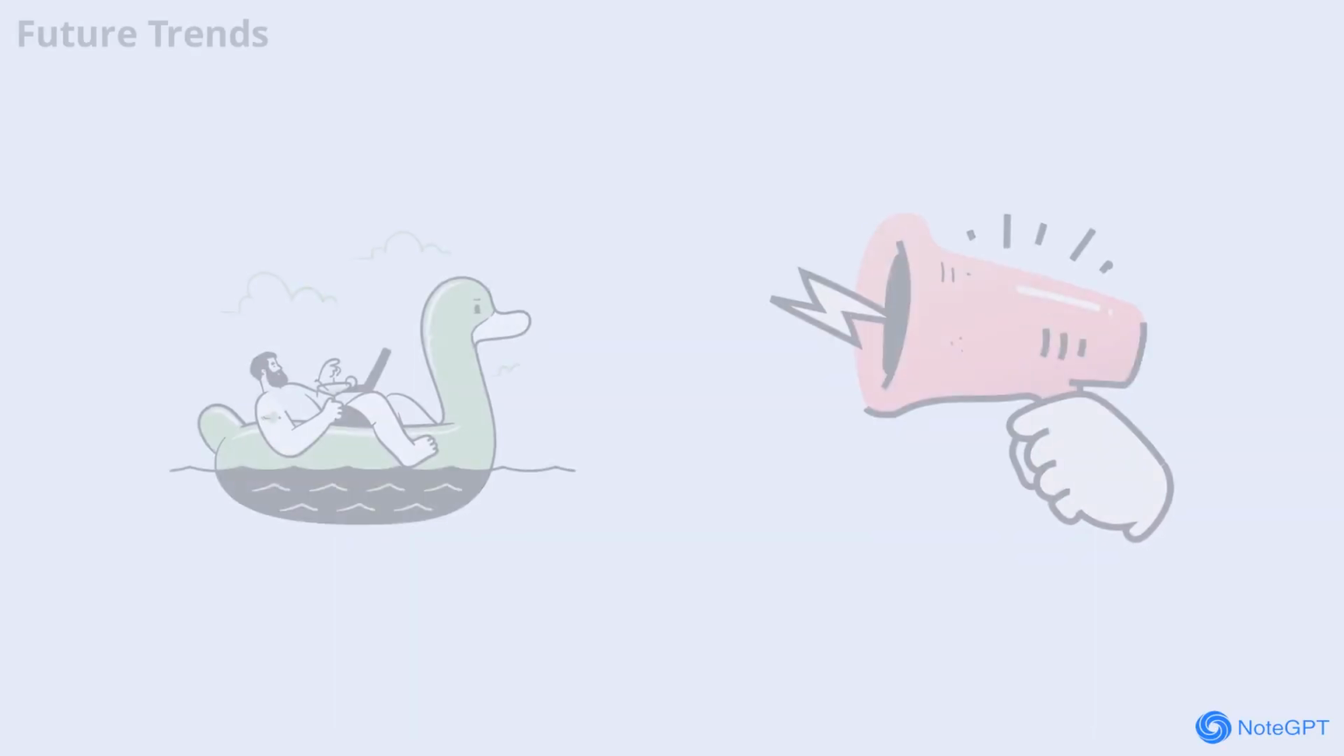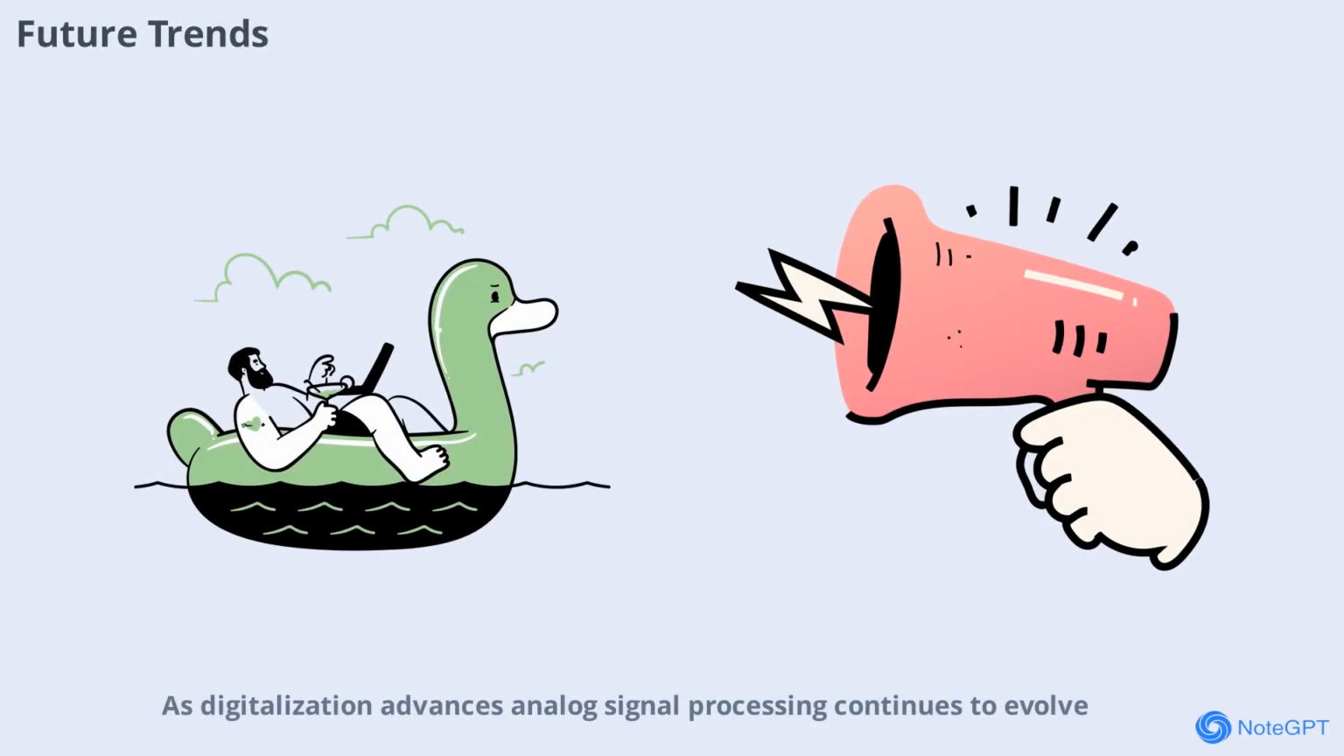As digitalization advances, analog signal processing continues to evolve. New technologies like smart transmitters and advanced analytics are making scaling and troubleshooting more automated and reliable than ever.